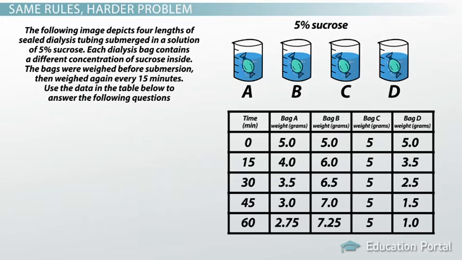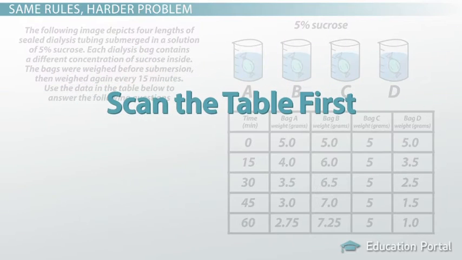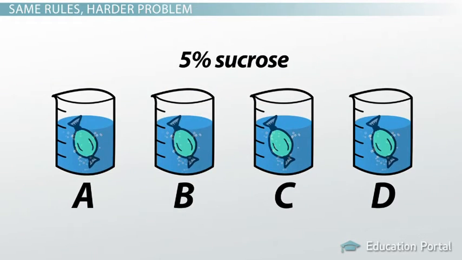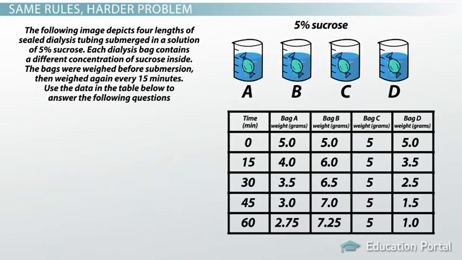But remember, don't look at the questions right now. Rule number 1 is to scan the table first. We're also going to look at the picture they gave us. It shows 4 different bags in 4 different beakers. The sucrose concentration is the same inside all the beakers, but we don't know what the concentrations are inside the dialysis bags. The table here will give us a clue.